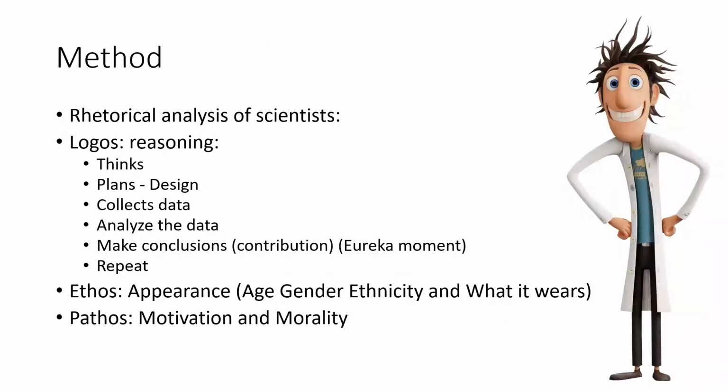The method that I'm going to be using to analyze these movies is a rhetorical analysis of scientists. For that, I'm going to be using the three basic elements of rhetoric as defined by Aristotle, which are logos, ethos, and pathos. Logos is the logic or reason, the reasoning of the scientists. In that regard, I'm going to be looking at whether the scientists in these movies are following the scientific method, which means having a question, being curious, designing an experiment, collecting data, analyzing the data, making conclusions or contributions to the body of knowledge, having that eureka moment in which you find the truth about the world, and then repeating.